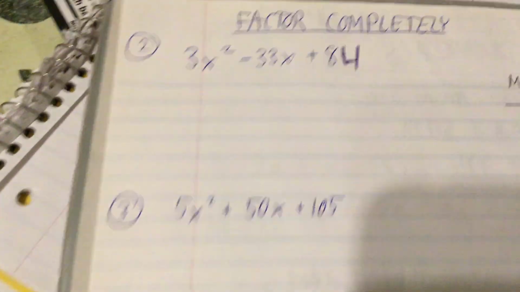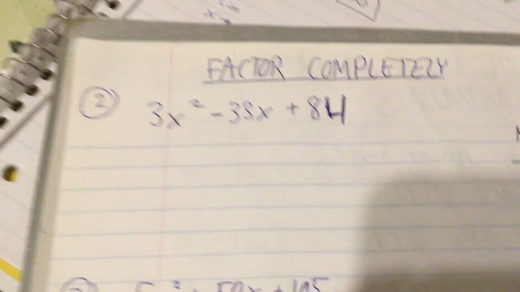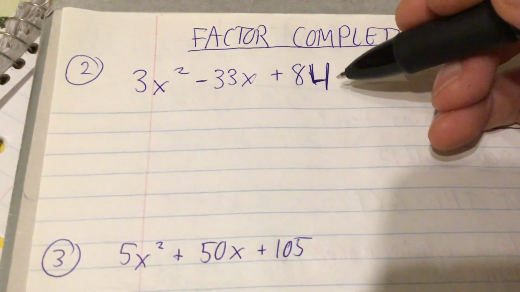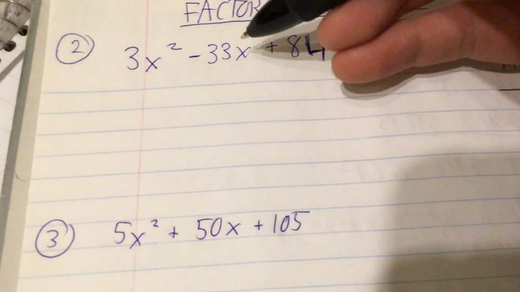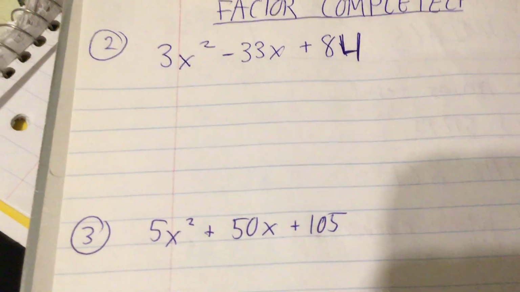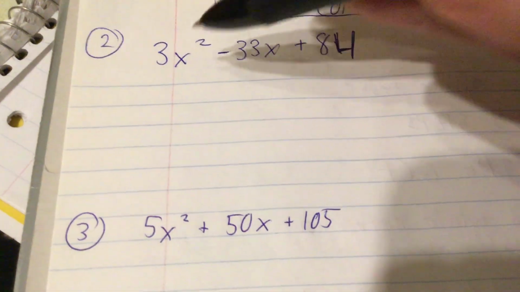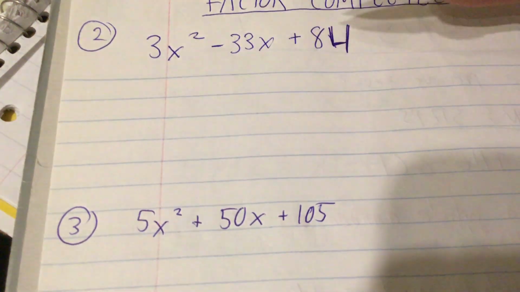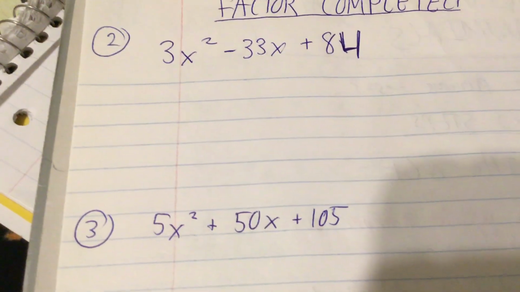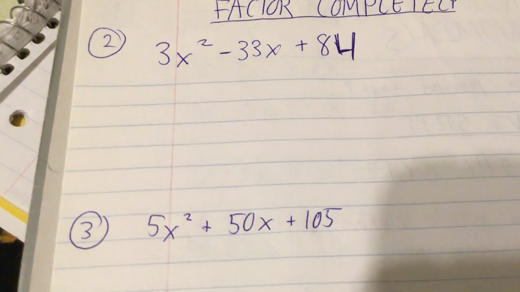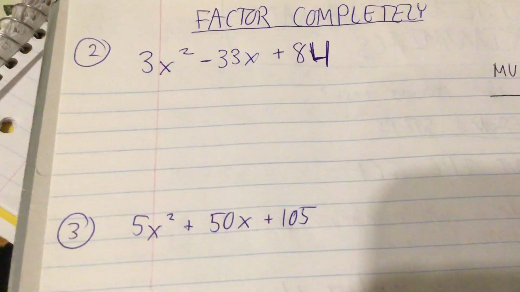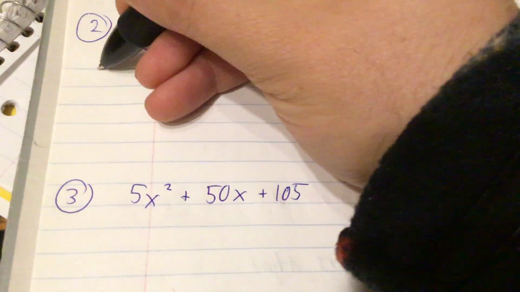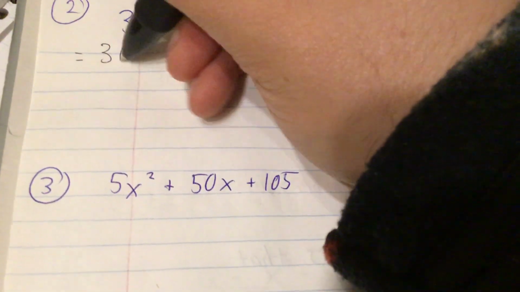All right? So number 2. I know I wrote that 84 a little bit weird, but trust me, that's an 84. 3x squared minus 33x plus 84. Can I divide something from all 3 terms? Yes, I can divide all 3 of those terms by 3. So I'm going to factor out the GCF 3.